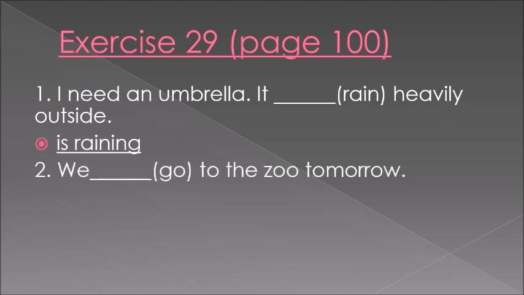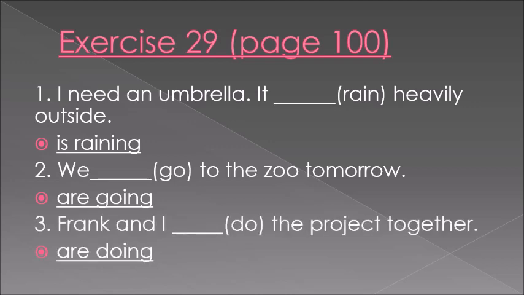Now, coming to sentence number 2, we dash go to the zoo tomorrow. Now, go is the verb here. It is in brackets. The helping verb we are going to use here is are, because we is plural noun. So, we are going to the zoo tomorrow. This is how you're going to change this sentence to present continuous tense. Coming to sentence number 3, Frank and I dash do is the verb here, the project together.